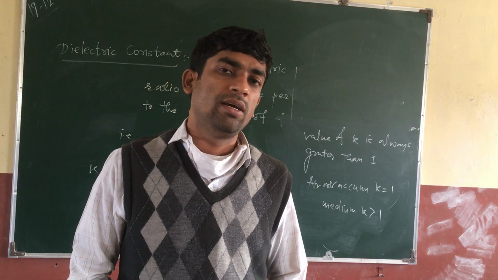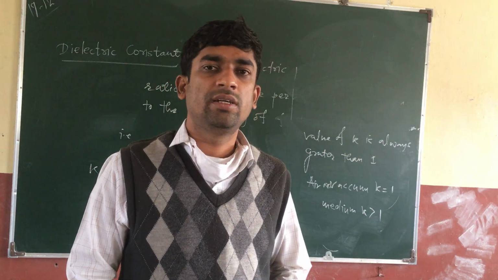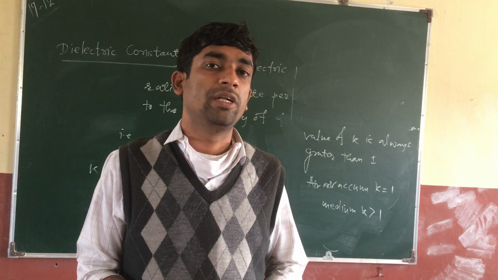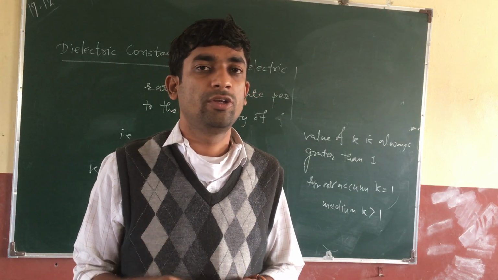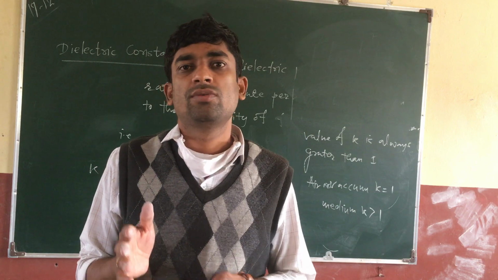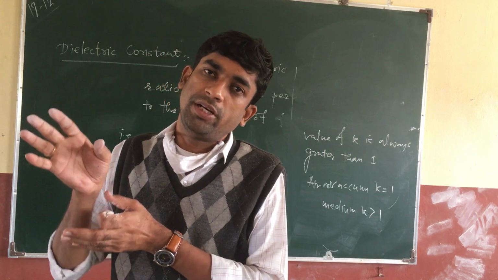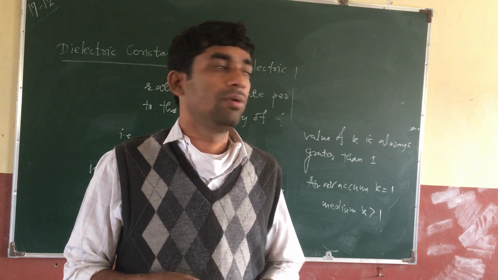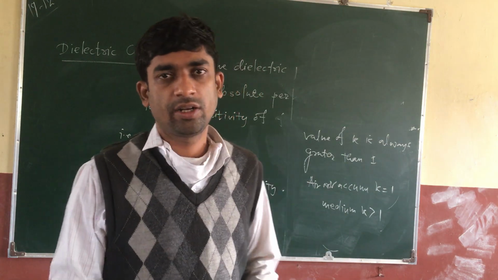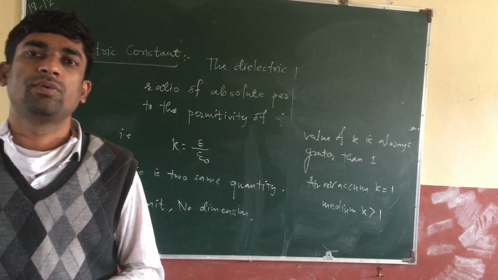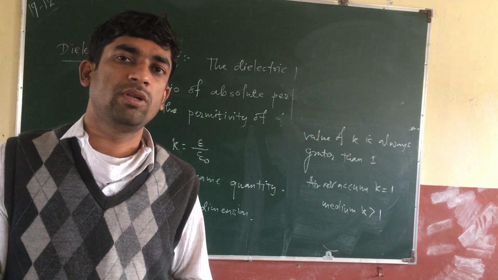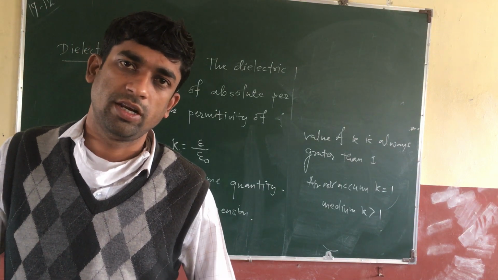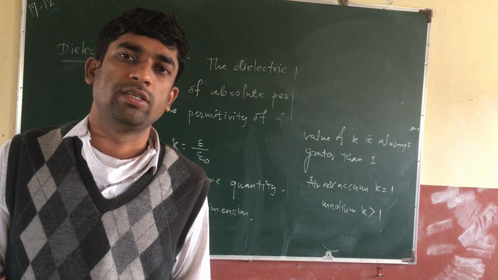There is another term also, relative permittivity. Relative permittivity is denoted by epsilon r. This is also the ratio of the permittivity of the medium to the permittivity of free space. So this is about dielectric constant. We will stop here, and in the next lecture we will explain another term related to polarization.